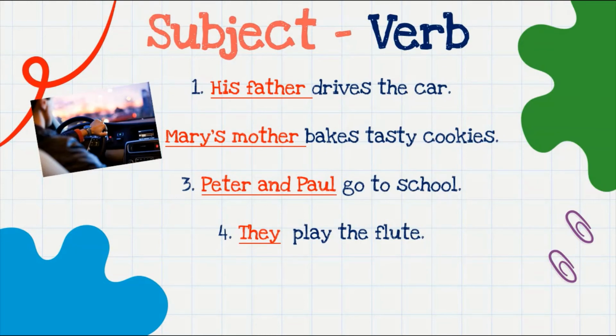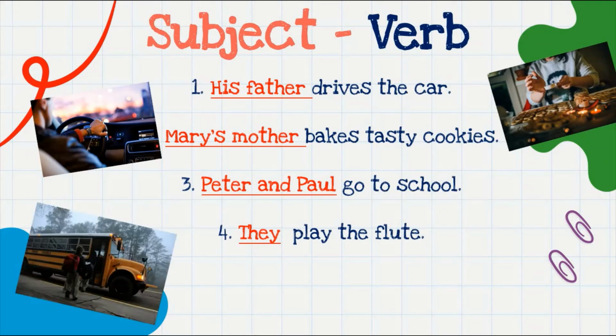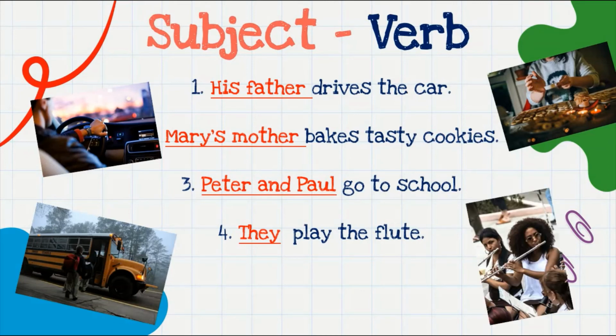Peter and Paul go to school. Peter and Paul are two people and therefore plural. Hence, the verb go is also plural. They play the flute. Now, they is a plural pronoun and hence the verb play is also plural.